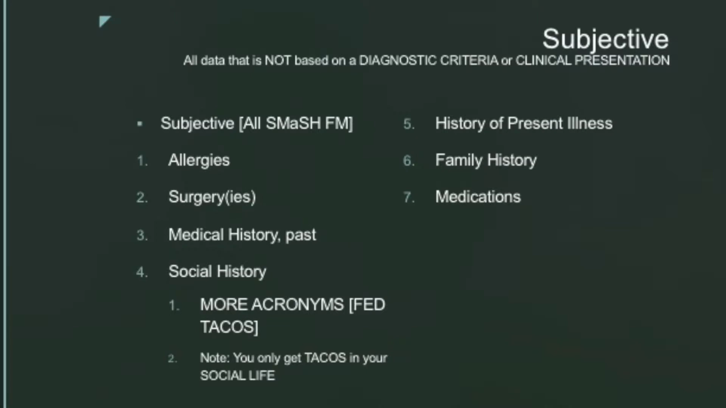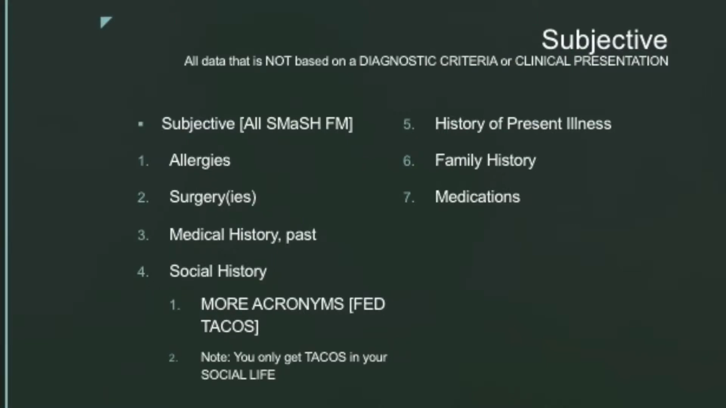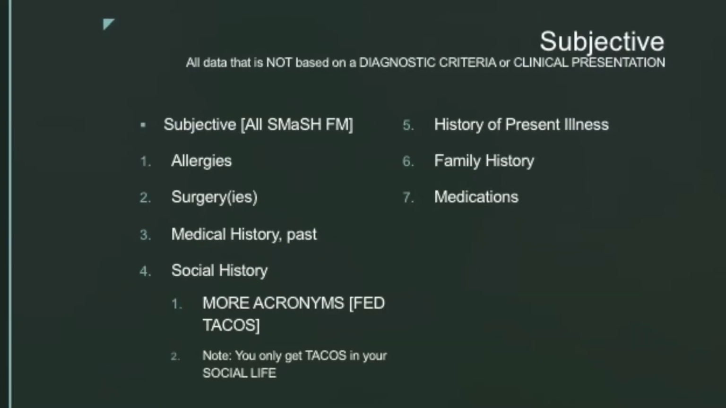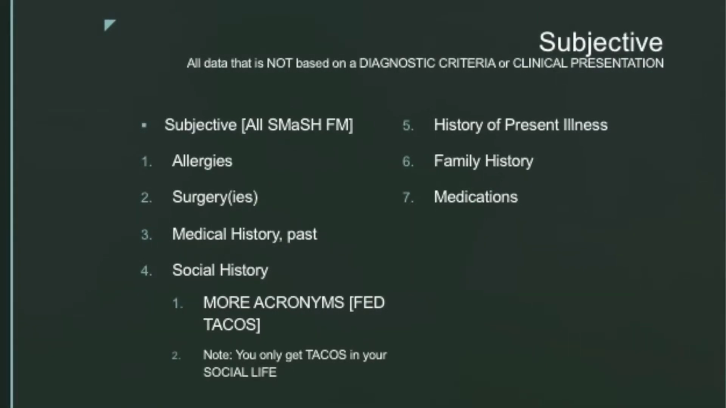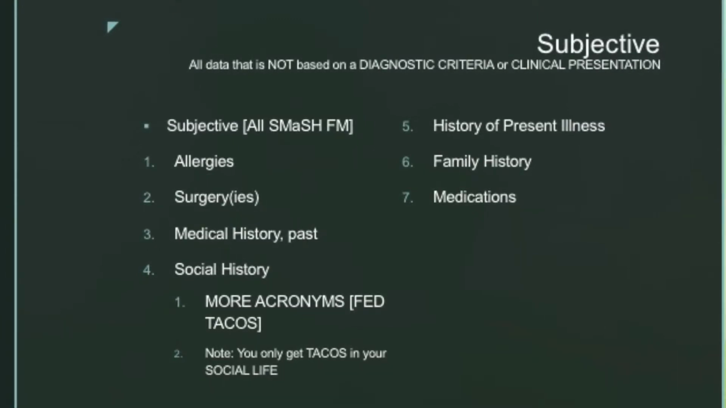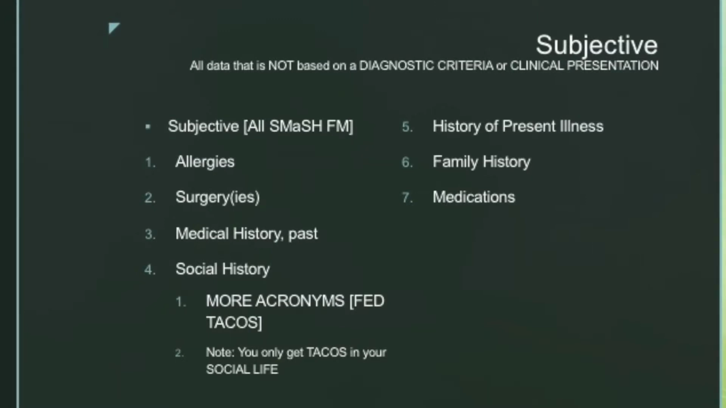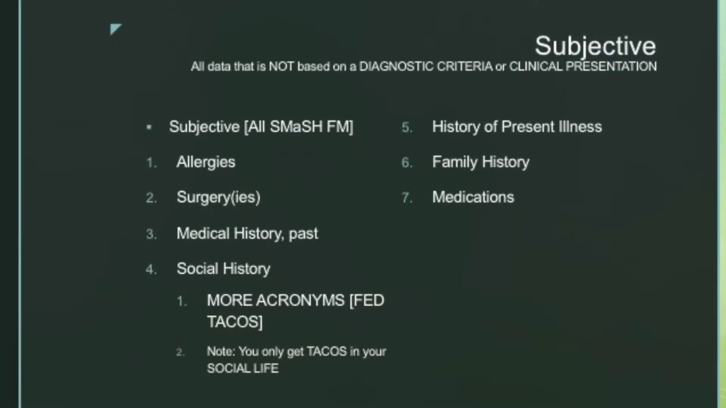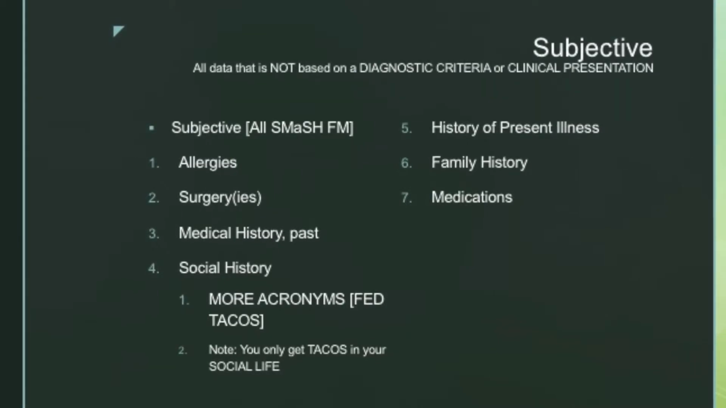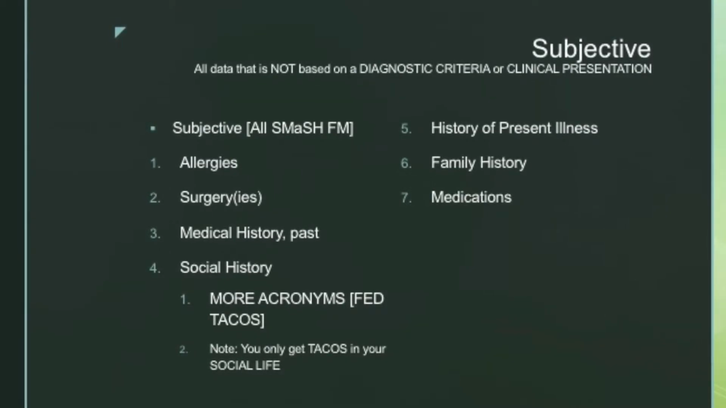Looking at my subjective, referring back to my acronym, ALL is allergies, SMASH, the first S is surgery, M, past medical history, the next S is social, which is DEF TACOS, which will be explained in the next slide, H is history of present illness, F is for family history, and M is for medications.